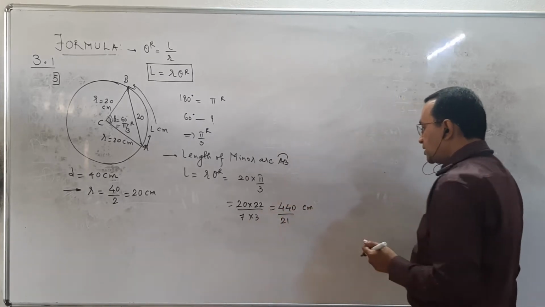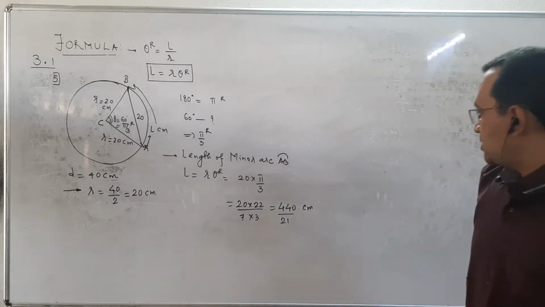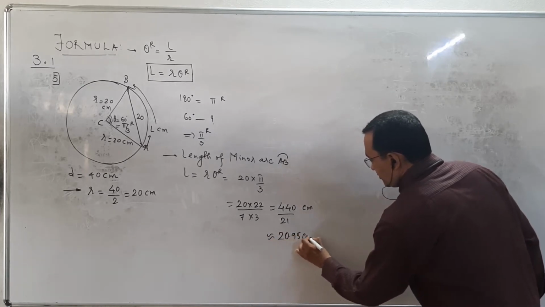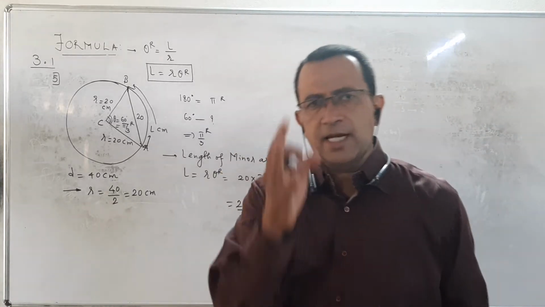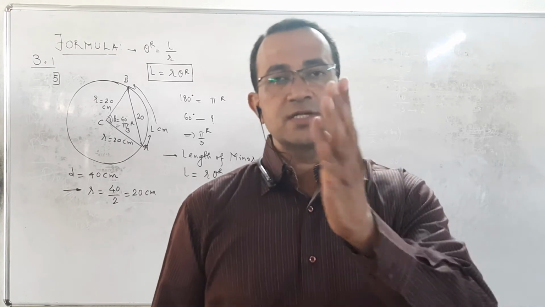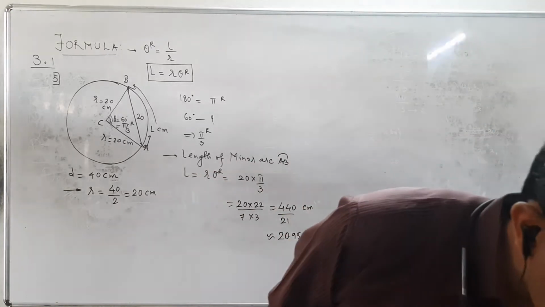21 square is 441. So the answer is very near to 21, which is approximately 20.95 centimeter. 21 square is 441, so little less than, you can say, 21. Thus, students, the answer. Very important question.